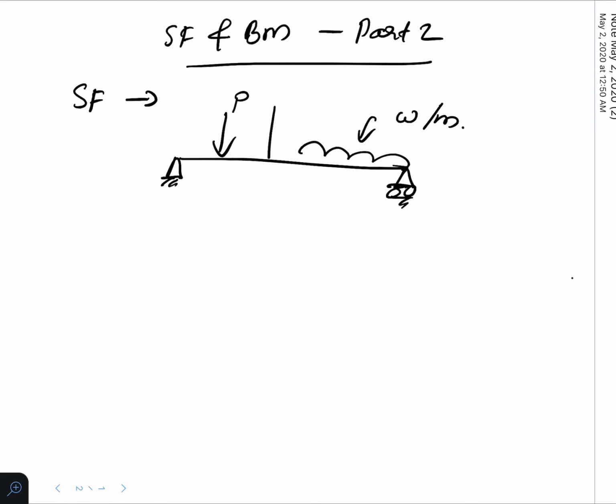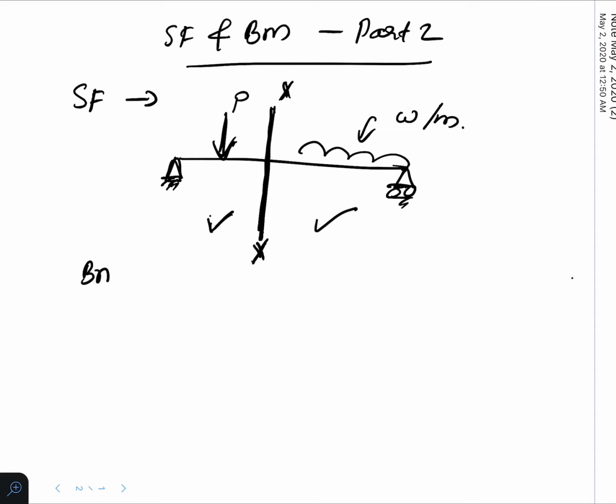Here, suppose we consider a section XX, and the sum of forces acting on this particular section, either from the left side or from the right side. Anything is fine. The algebraic sum of forces acting on this particular section XX is the shear force in this section. So shear forces are the vertical, transverse forces acting on this section.